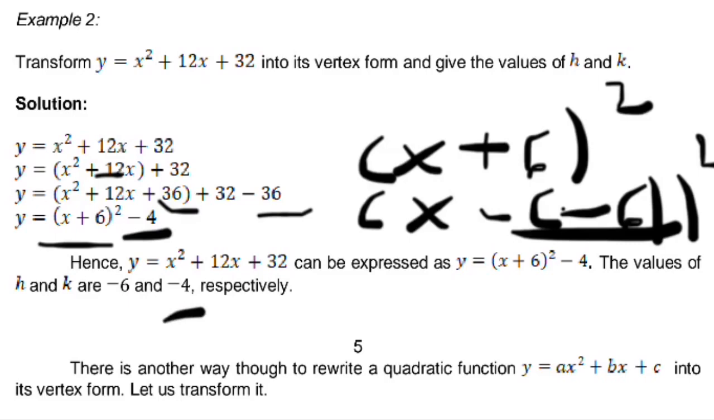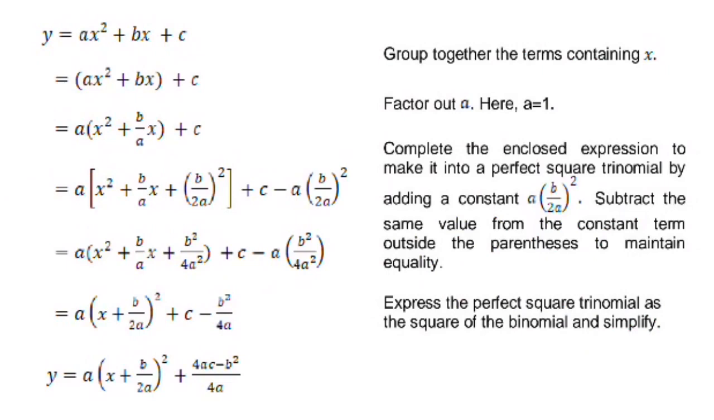There is another way to rewrite a quadratic function y equals ax squared plus bx plus c into its vertex form. Let us transform it. You have y equals ax squared plus bx plus c. Group together the terms containing x, so you group ax squared plus bx. Next, factor out a, so you have a times the quantity x squared plus b over a x, plus c. This is the same as what we did in the previous examples. Then next, you complete the square.